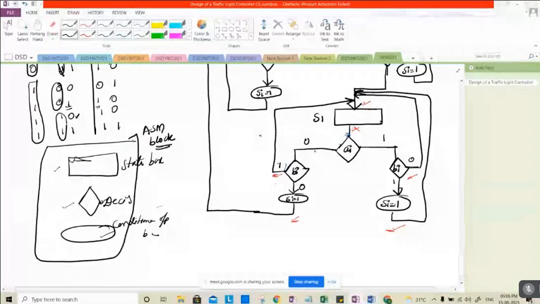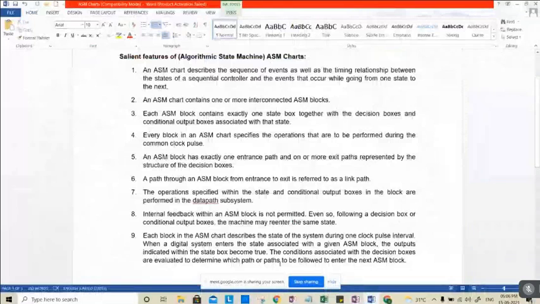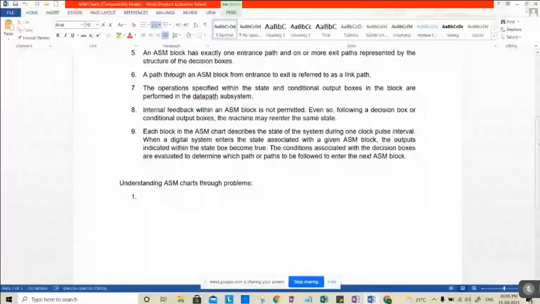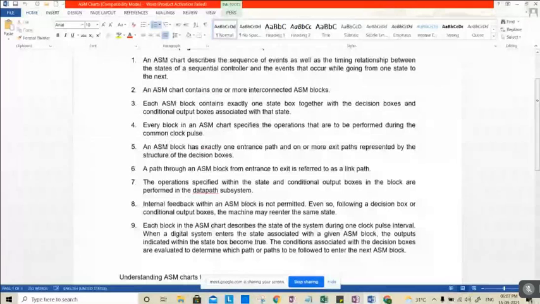Each block in the ASM chart describes the state of the system during one clock pulse interval. When a digital system enters the state associated with a given ASM block, the outputs indicated are produced. So you can read it. That's it. So this is regarding the ASM blocks.